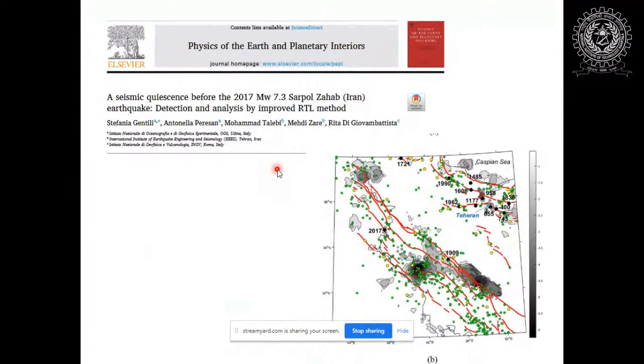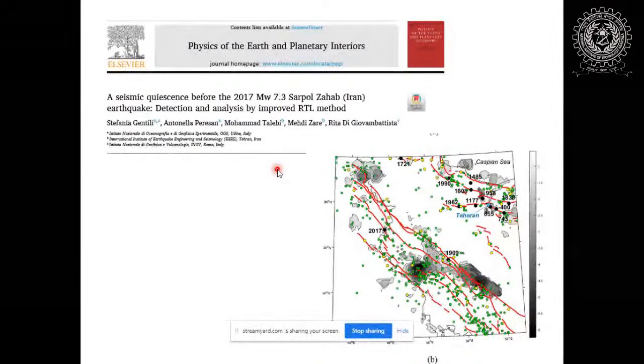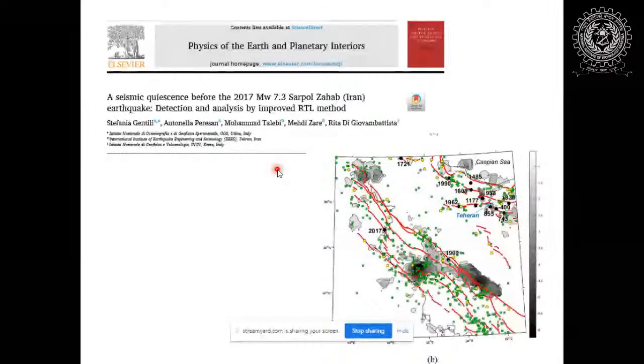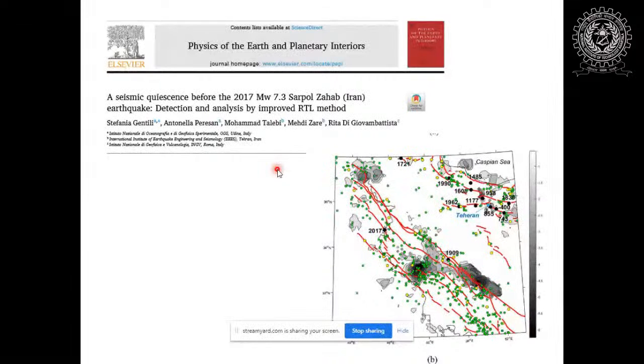In the same year of 2017, we have been working on the earthquake clusters and sequences, based on the data in that region. But immediately after the 2017 earthquake, we have started to compile and to observe the seismic quiescence. Was there any seismic quiescence before the 2017 magnitude 7.3 earthquake? And we used the RTL method.